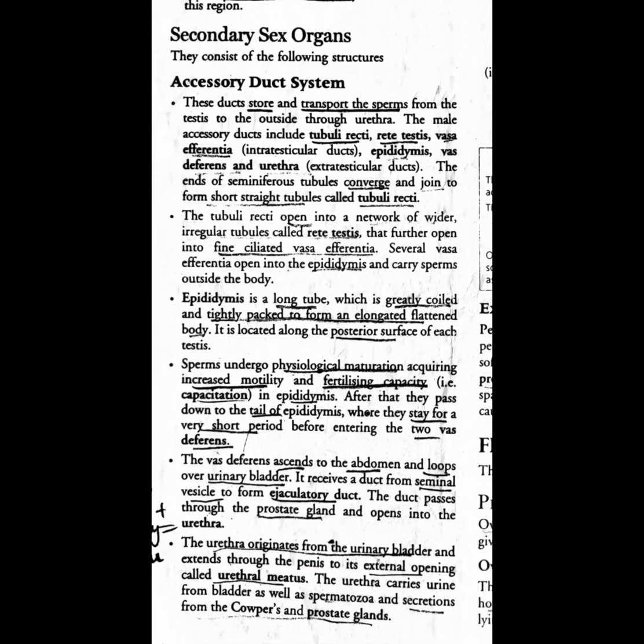Now, as the urethra is the common passage for urine as well as for the semen, it is called the urogenital duct, and the opening is called the urogenital opening, because it is an opening for urine also, and an opening for semen also. Okay? So now let us study the functions of the accessory glands: the prostate, seminal vesicle and bulbourethral.